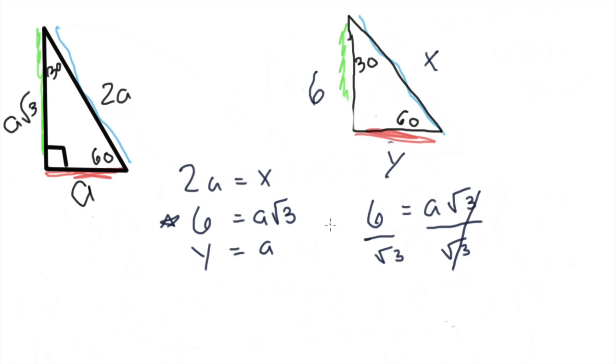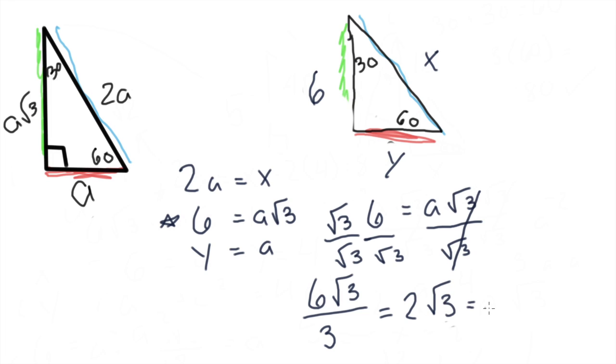The way that we rationalize is we're going to multiply both the top and the bottom by the square root of 3. The reason we're able to do this is because the square root of 3 over the square root of 3 is the same thing as 1. So by multiplying by 1, we're not changing the value of our number. So we're going to end up with 6 root 3 over root 3 times root 3 is 3. 6 divided by 3 is 2, so we get a is equal to 2 root 3.